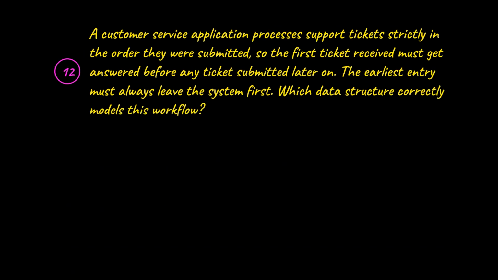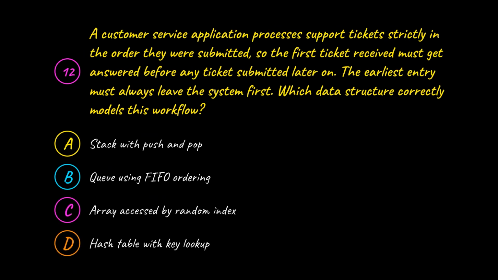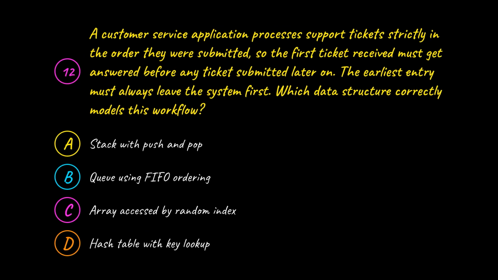Your options are A, stack with push and pop, B, queue using FIFO ordering, C, array accessed by random index, D, hash table with key lookup. What's your answer? Commit to one before I continue.